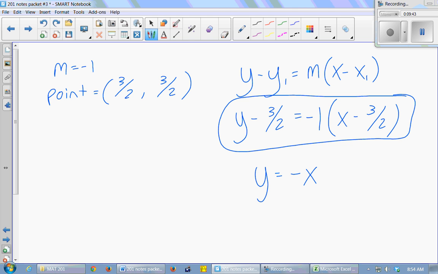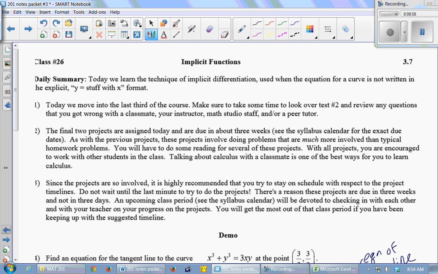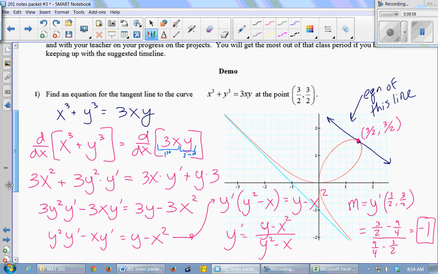Plus 3. So does it look like that's the equation of the line? Does it look like it's going to have a y-intercept at 3? Seems reasonable based on my hand sketch here. Slope of -1, y-intercept of 3.